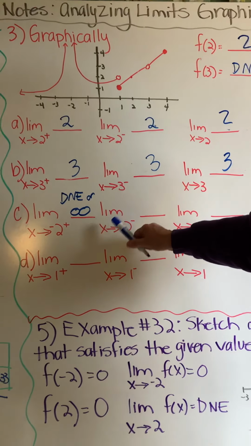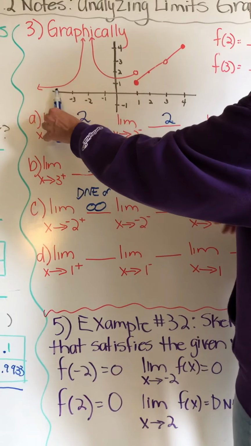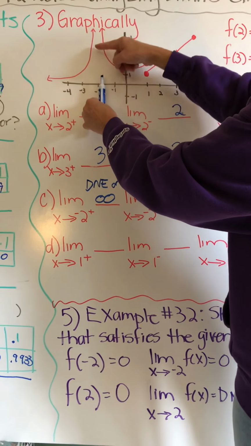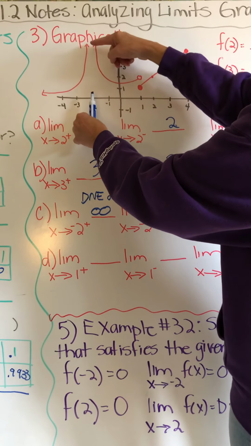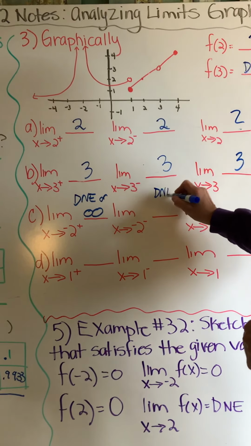Let's find the limit as x approaches -2 from the left. As I approach -2 from the left, notice again that the value of the function is approaching infinity. So we will say that that limit does not exist.